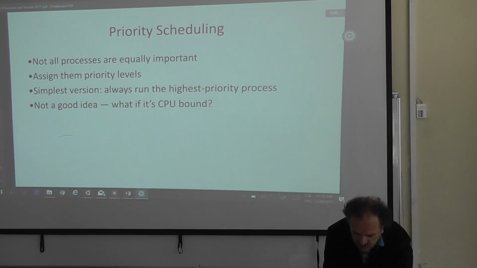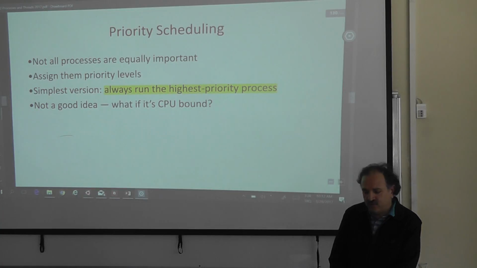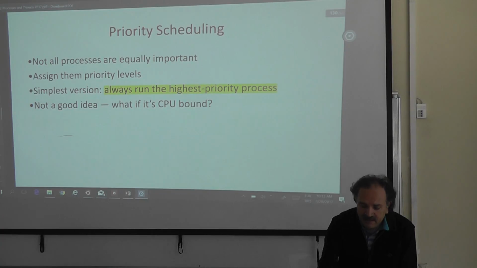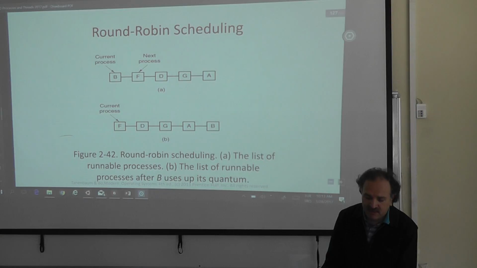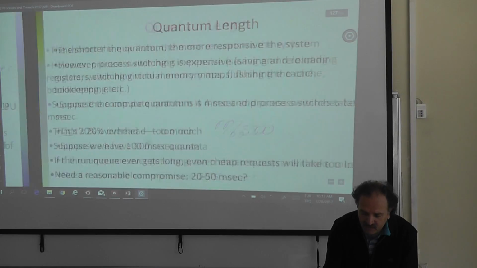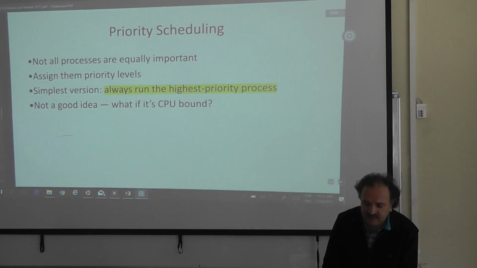So the simplest version of this priority scheduling is this: always run the highest priority process first, okay? So this is the simplest version. In this case, the simplest version of round robin scheduling is like this, and it works. It is not bad. But the simplest version of priority scheduling has problems.